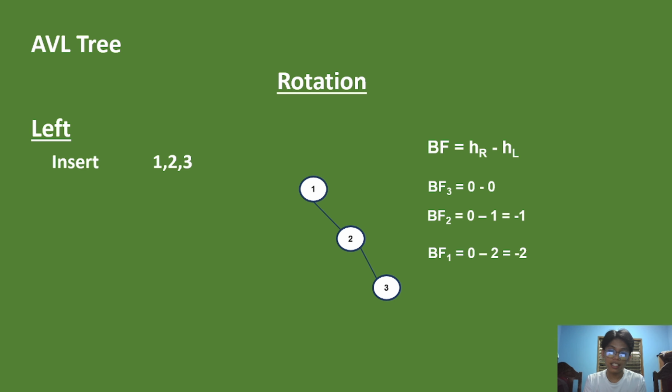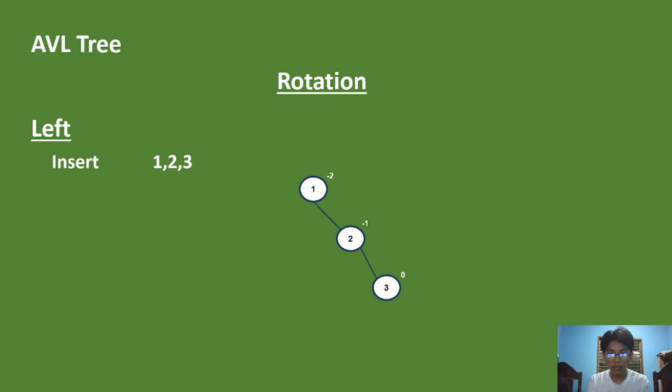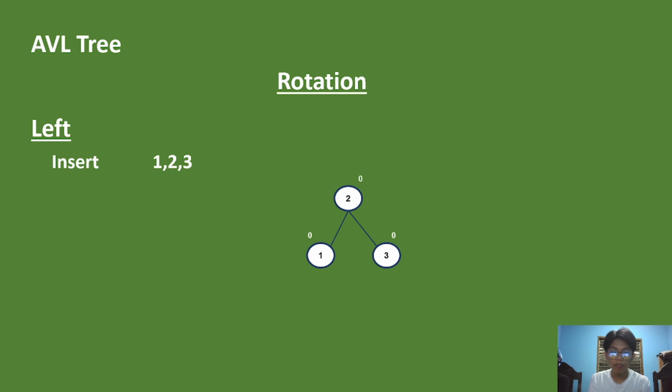So in order to make this a correct AVL tree, we can use the left rotation. Here's how you do it. We are going to rotate onto the left side. So it's going to be like this. Put the 1 on the bottom side, while you put the number 2 on the upper side. As you can see, the balance factor of each node is now equal to 0.